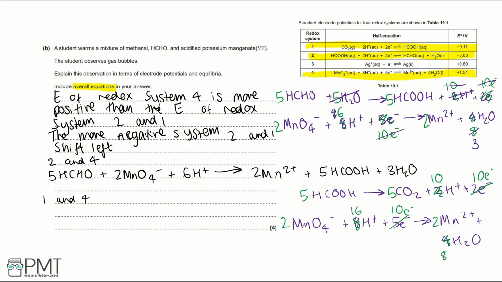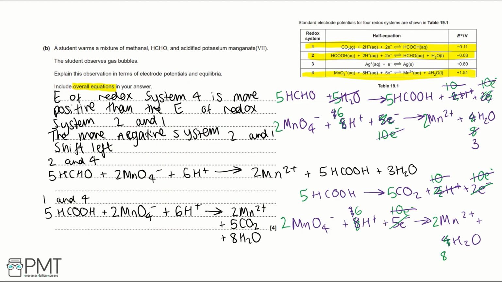Then we can cancel out some things. We can cancel out the electrons. Then we can cancel out some of the protons, some of the H+, so this 10 can go, and then we're left with 6. Then we can cancel nothing else. So we can write our overall equation: 5HCOOH plus 2MnO4- plus 6H+ produces 2Mn2+, 5CO2, or 5 carbon dioxides, and 8 waters.